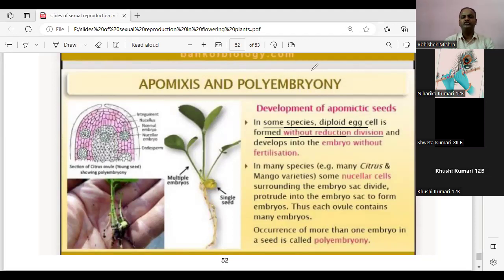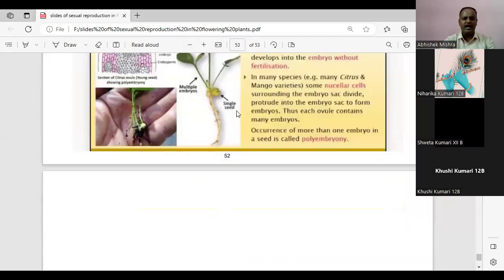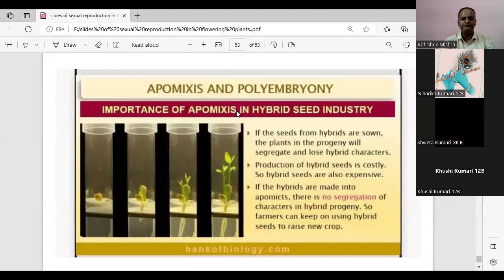That is the formation of the seed without the zygote. That is, fertilization is not required. Okay. Now, at last, we will be coming to another special term, polyembryony. Polyembryony means occurrence of more than one embryo in a seed. How can this be achieved?